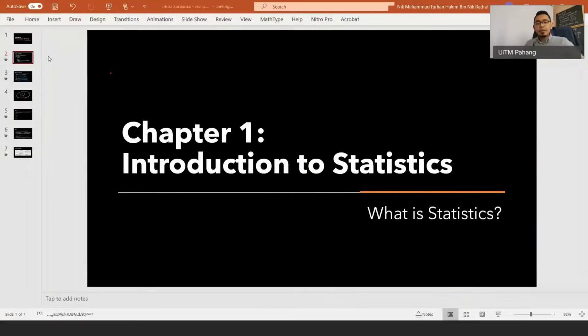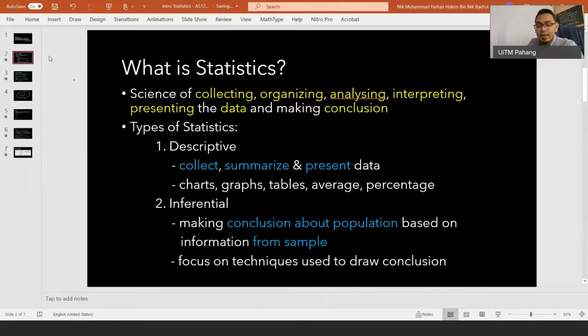Statistics is actually the science of collecting, organizing, analyzing, interpreting and presenting data. So the keyword is the data. We want to do something with the data, which is to kumpul, organize, susun, and then we want to analyze, menganalisis, interpret, kita tafsirkan data, and present the data. Kita membentangkan data itu.